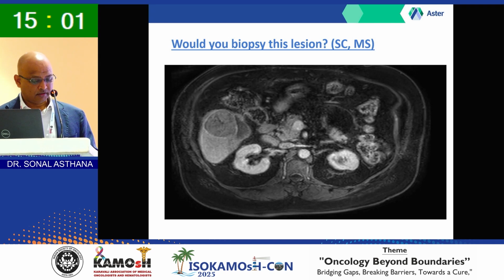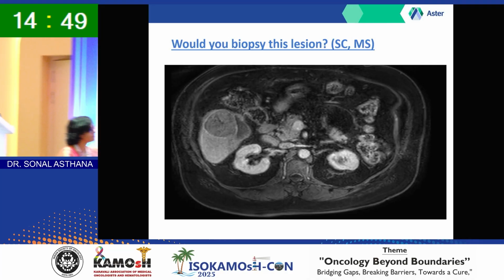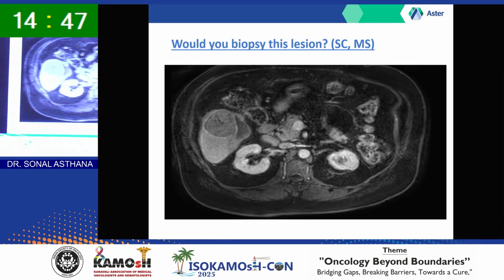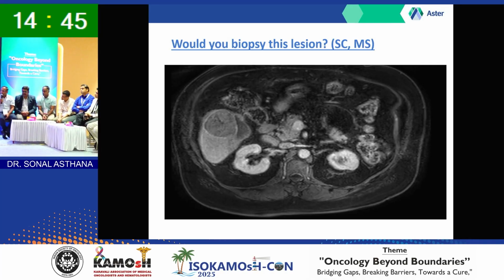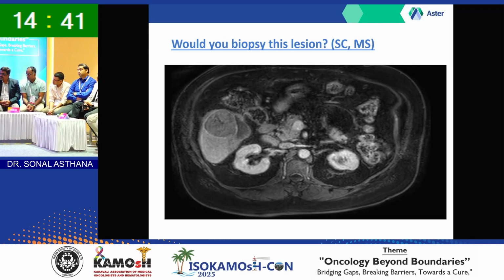The next question, of course, is would you biopsy this lesion? And I'll direct this predominantly to my surgical colleagues. Do you need to biopsy a lesion? Sir, the data has shown that in the absence of pre-existing liver disease like chronic hepatitis B or cirrhosis, the imaging findings may be inaccurate. So I would prefer doing a biopsy in this case, sir.